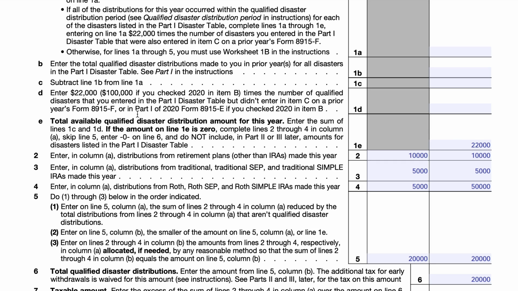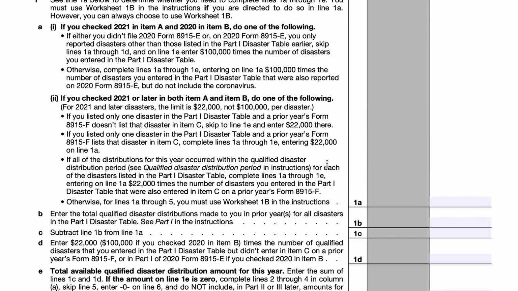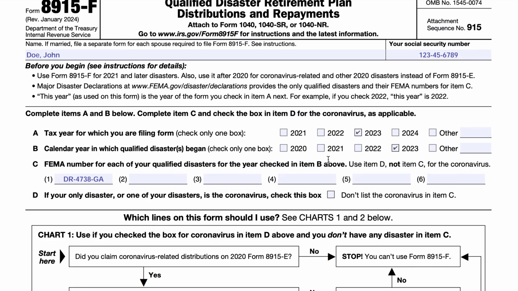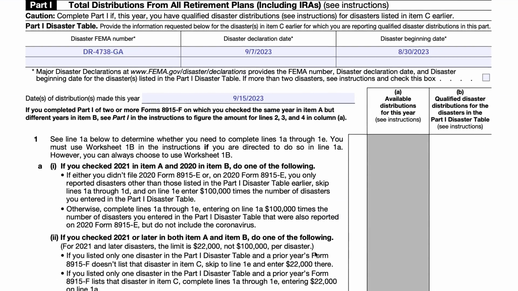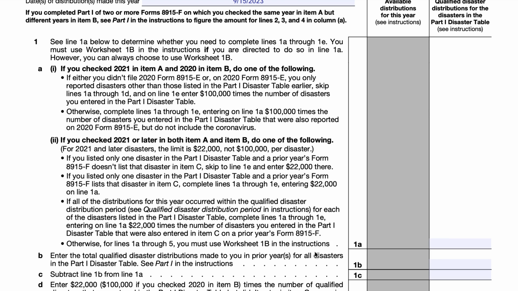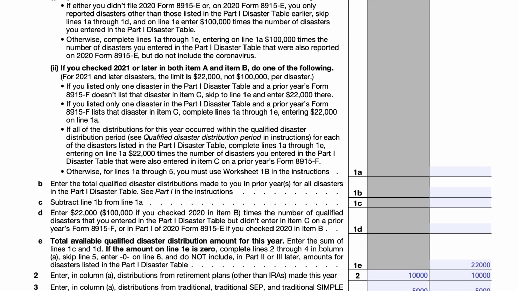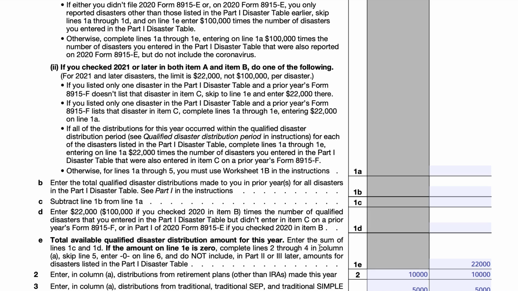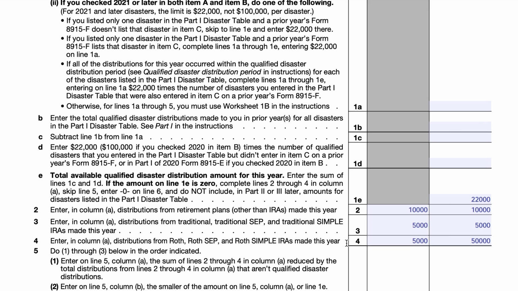So if you check 2020 in item B up here in the tax information, then you're able to receive up to $100,000 in qualified distributions. However, in tax years 2021 and later, that amount is $22,000. Anything above and beyond that is not a qualified disaster distribution amount for that disaster. Now, if you're claiming 3 disasters, you can put them together and you would be eligible to take a total of $66,000 as a qualified disaster distribution.